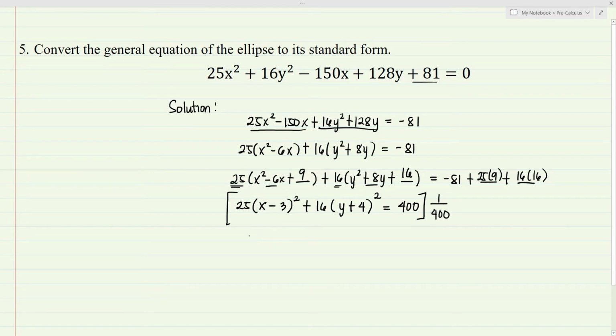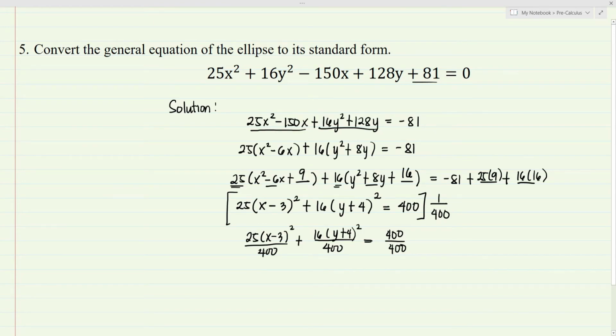So I will have here 25x multiplied by x minus 3 squared over 400 plus 16 times y plus 4 squared over 400. Then on the right side, I will have here 400 over 400. Last step, simplify the fractions.